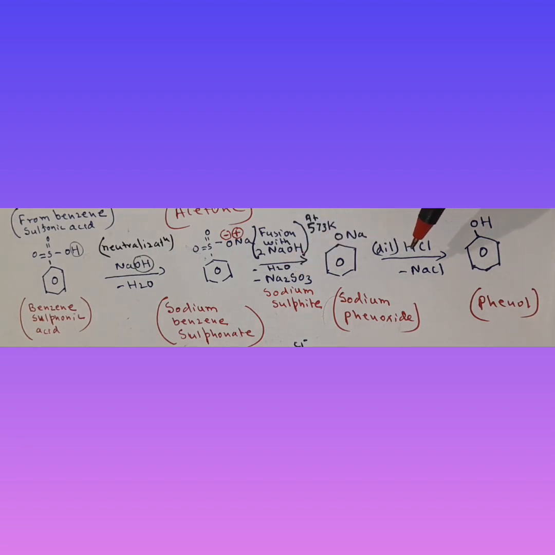That on treatment with hydrochloric acid. Now this part is identical to Dow's process. With dilute hydrochloric acid, hydrolysis gives you phenol, obviously with sodium chloride as byproduct.